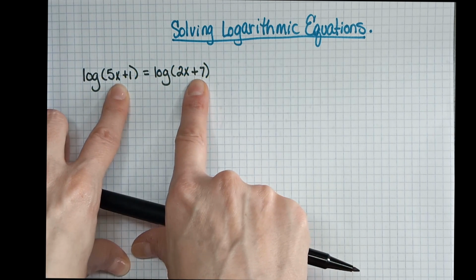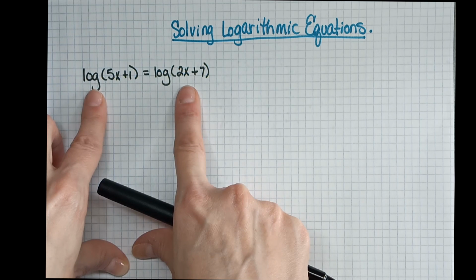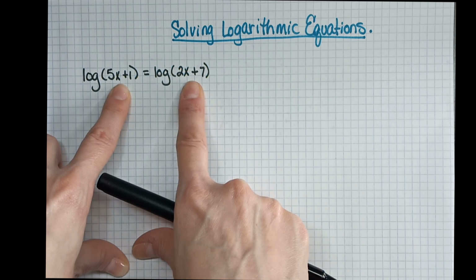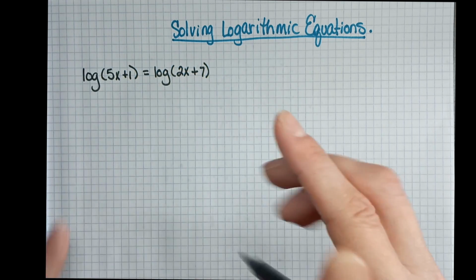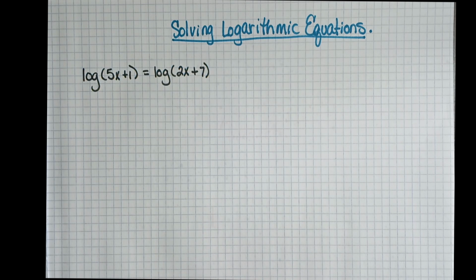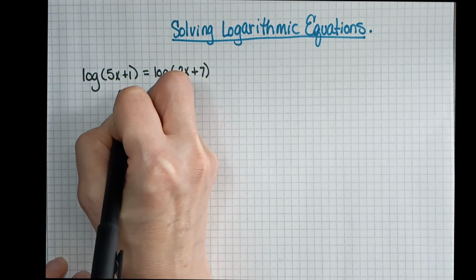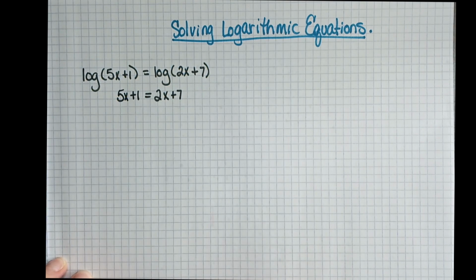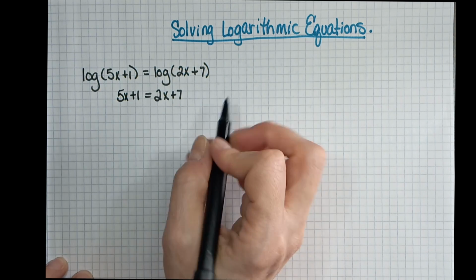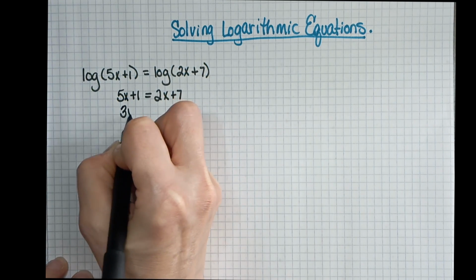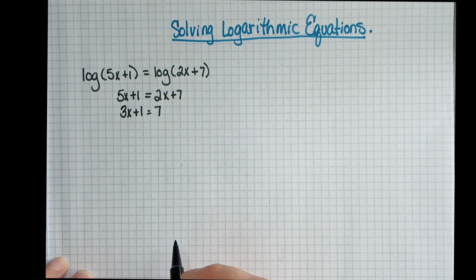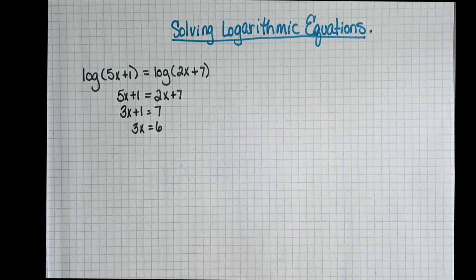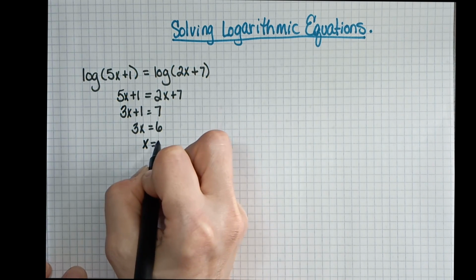Well, intuitively we know if they are equal logs, and these two quantities are the only thing that look different, they're two different expressions, they have to be equal for the two logs to be equal. All I need to do here is say 5x plus 1 equals 2x plus 7 and solve that from there. So I'm going to do that. Just subtract 2x from both sides. I get 3x plus 1 equals 7, and then I subtract the 1 and I get 3x equals 6. That means x equals 2.